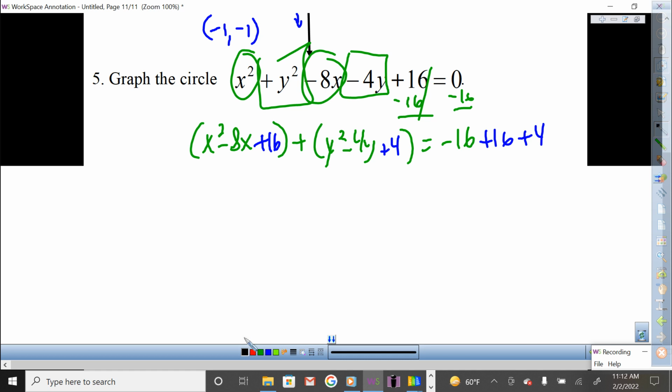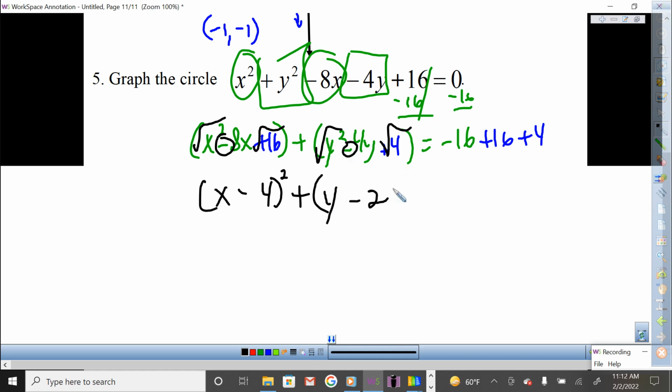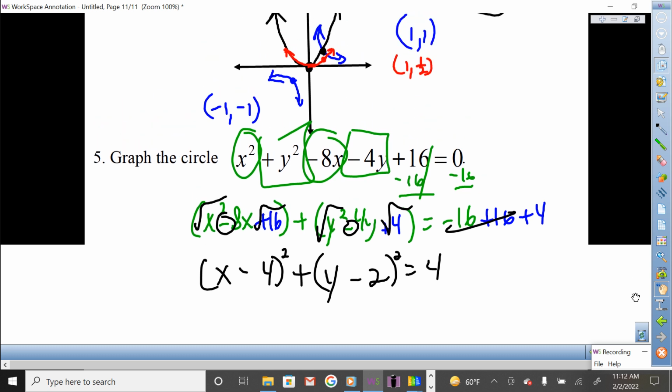Therefore, see what I did there? Therefore, square root, that is x, 4, sign of the middle, squared, square root, y, 2, sign of the middle, squared, these cancel, and we're left with 4. And if you got that by yourself. Okay, some of us, yeah?